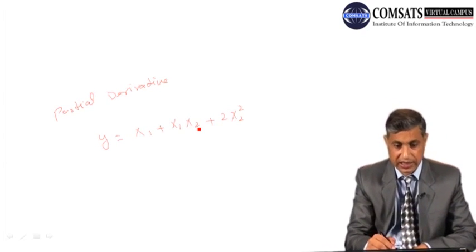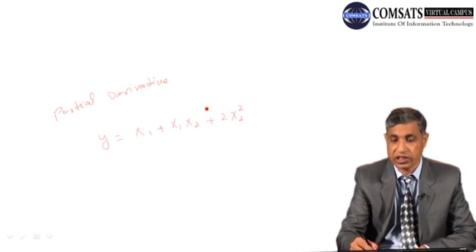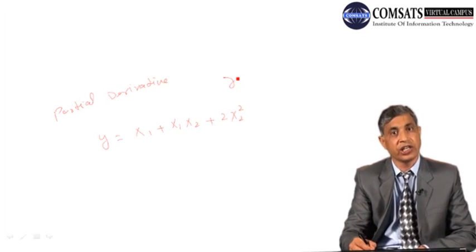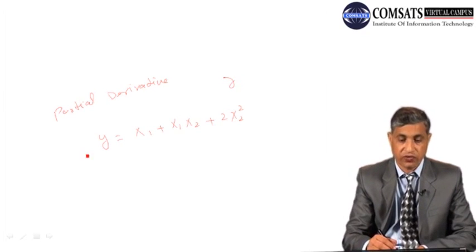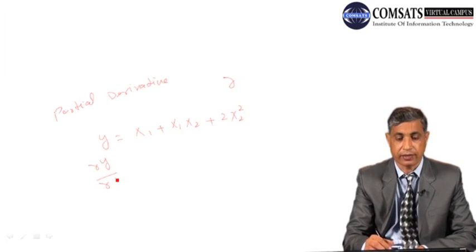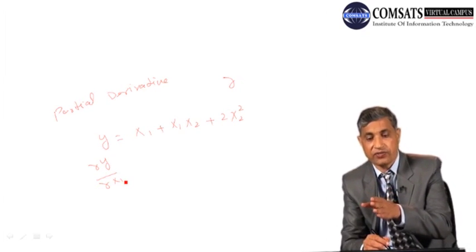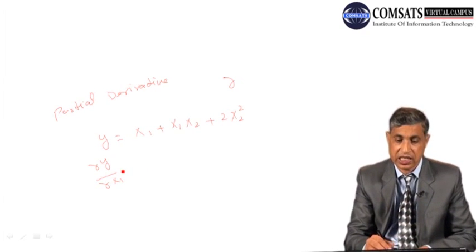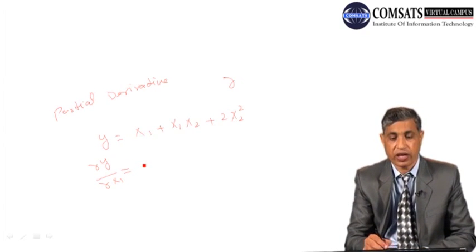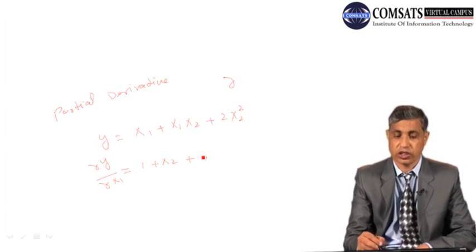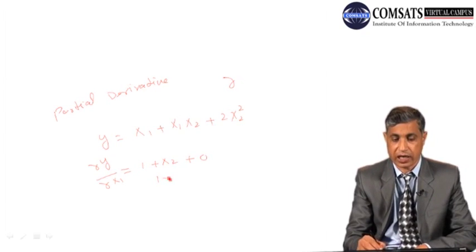So for example, we use this notation rather than d, and this is called the partial derivative. If I am interested in partial y over partial x1, now the x2 will be omitted if it is joined with a plus or minus sign. So the derivative of x1 is equal to 1, and the derivative of x1 x2 is equal to x2, and this whole other term will become 0. So this derivative becomes 1 plus x2.